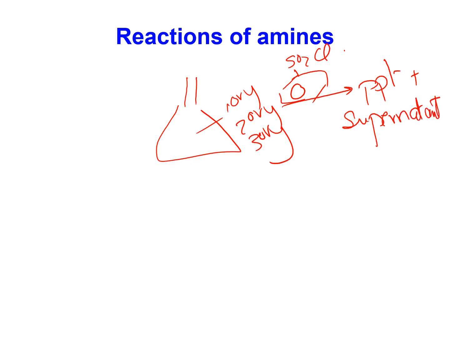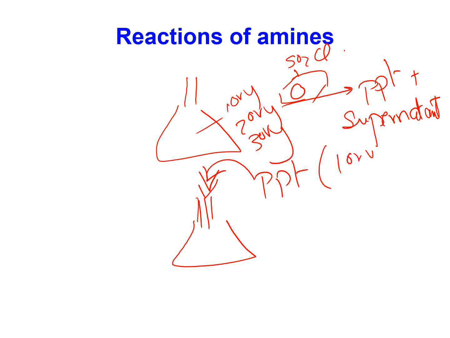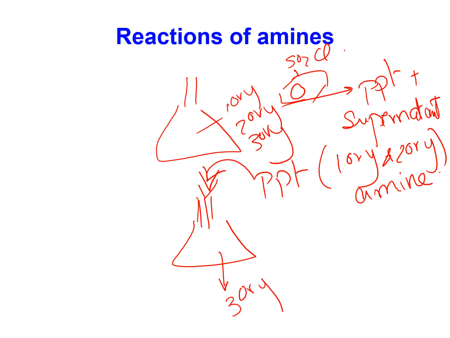If you filter this, the precipitate on the filter paper is the primary and the secondary amine in the form of the sulfonamide, while the supernatant obtained after the filtration contains the tertiary amine. So now you have separated the tertiary amine. Just hydrolyze the sulfonamide and this way you have obtained the tertiary amine in a pure form.